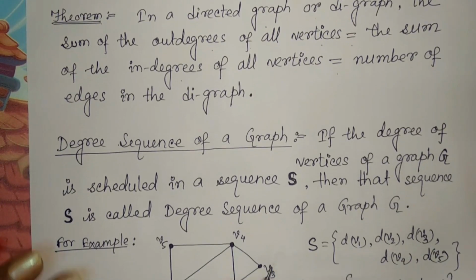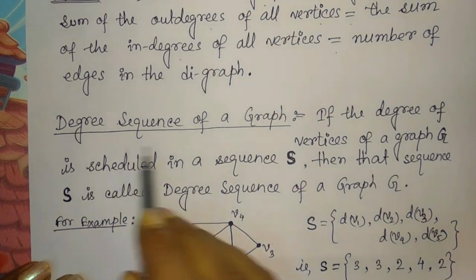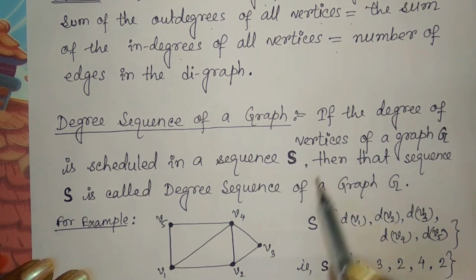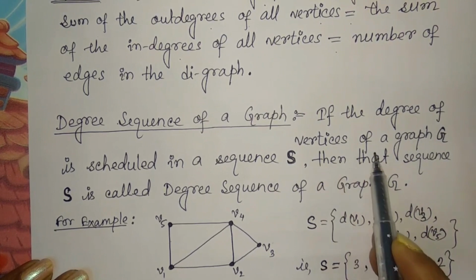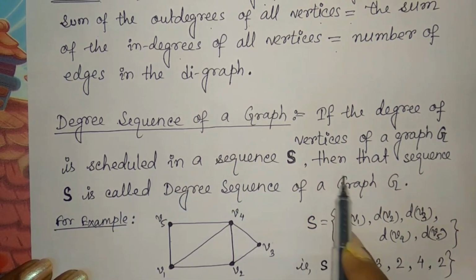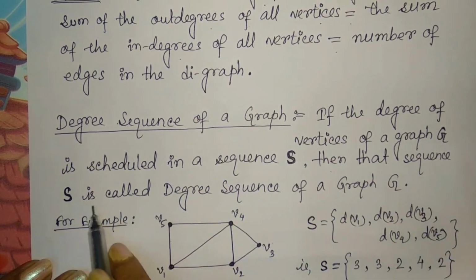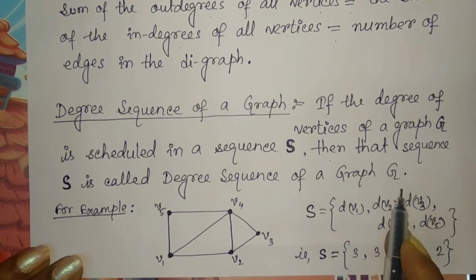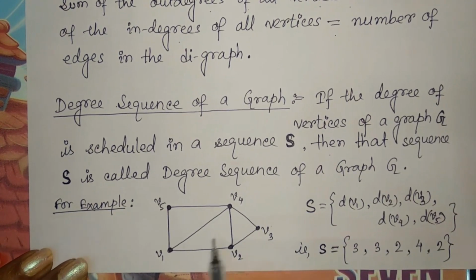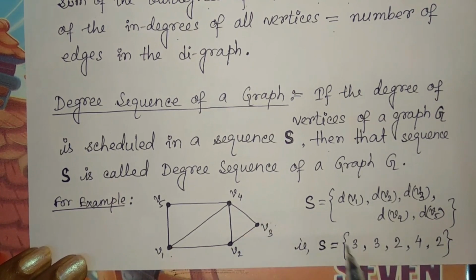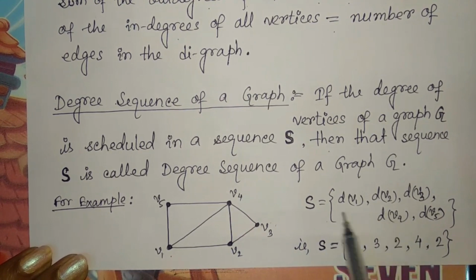Now, we have another thing called the degree sequence of a graph. So what do we mean by the degree sequence? If the degrees of the vertices of a graph G are listed in a sequence S, then that sequence S is called the degree sequence of the graph G. For example, let this be the graph. Here a total of 5 vertices are given, so for these 5 vertices, we can write a sequence using their degrees.